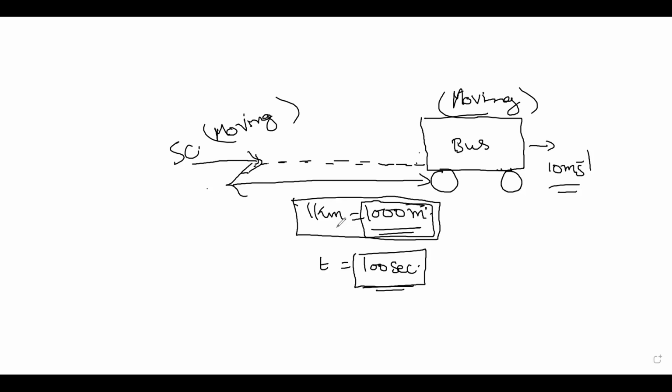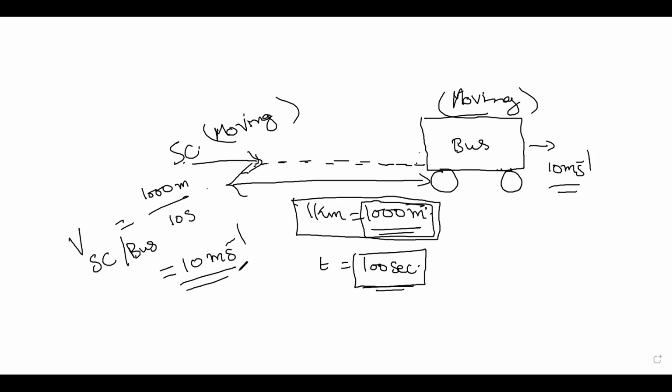Yes, sir. Now, if the scooterist has to overtake the bus, what you need to calculate is the velocity of the scooterist with respect to the bus. So how much is it? It will be 1,000 meters. He wants to overtake in 100 seconds. So 1,000 meters divided by 100 seconds works out to be 10 meters second inverse.